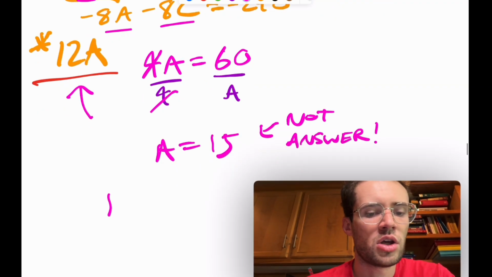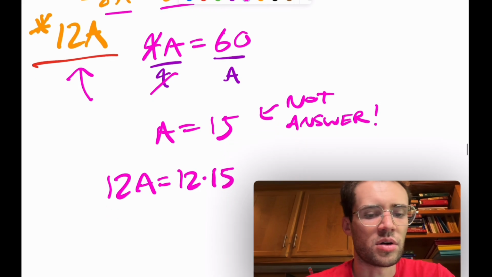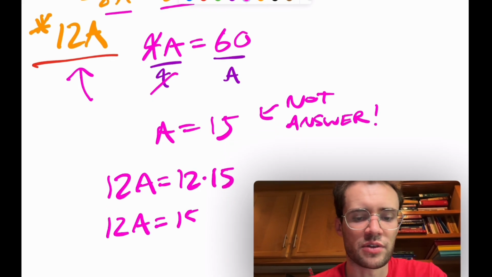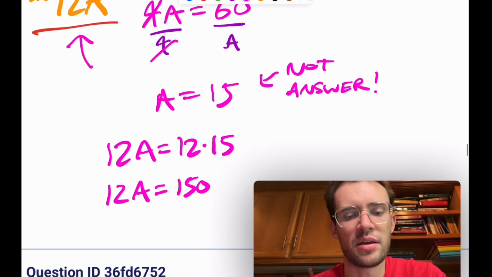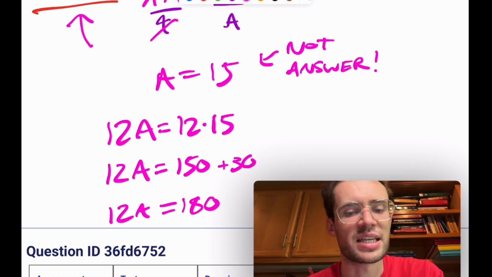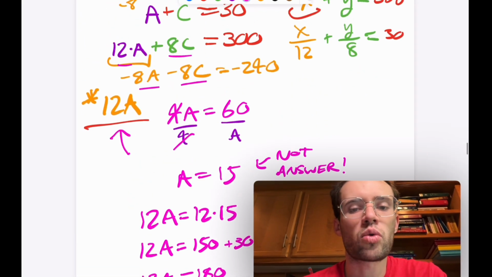So we just have to do 12A is equal to 12 times 15, which means that 12A is equal to, that'd be 150 is 10 times 15. We do 10 times 15 plus 2 times 15 is 30, gives us 180. Or I guess you could rewrite it as 3 times 4 times 3 times 5, so it's 9 times 20, which is also 180. All right, so we get 180. That's the total revenue you made.